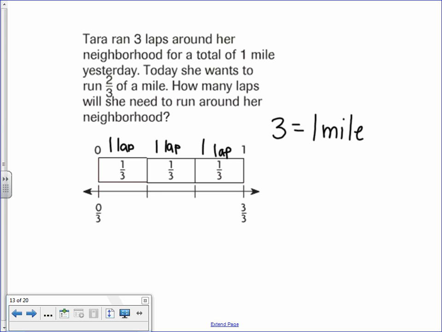Today she wants to run 2/3 of a mile. How many laps does she need to run? Joe? 2. Excellent job. You can use the number line to help you. Here's 2/3. That's 1 lap, 2 laps.